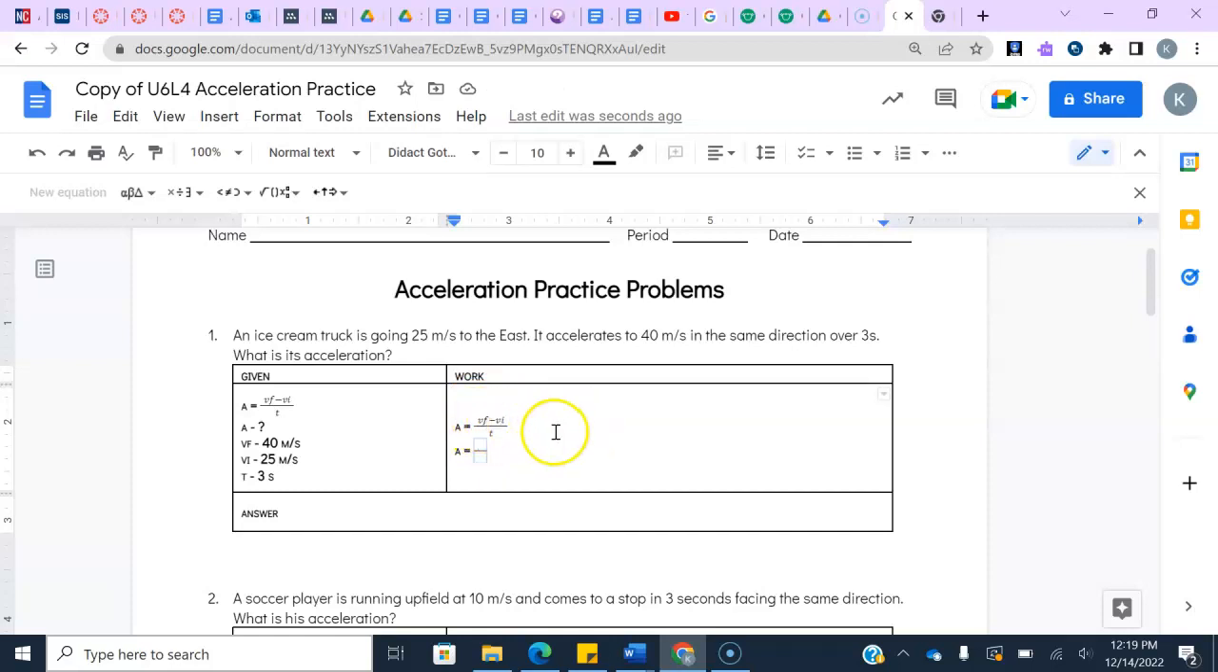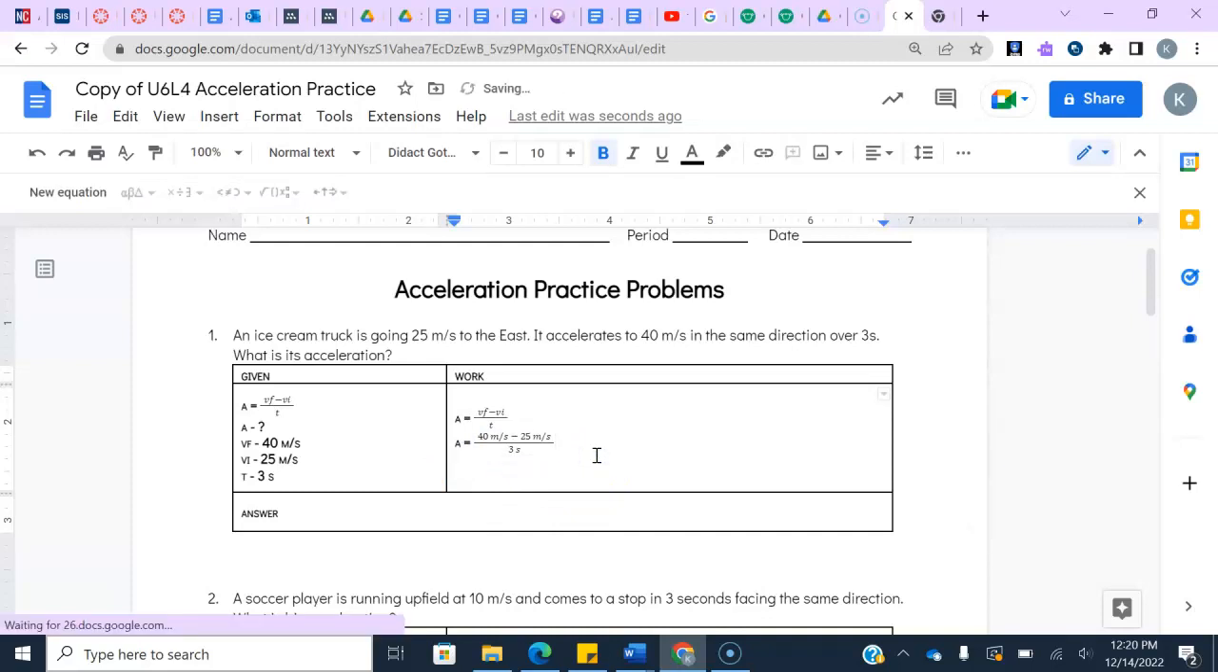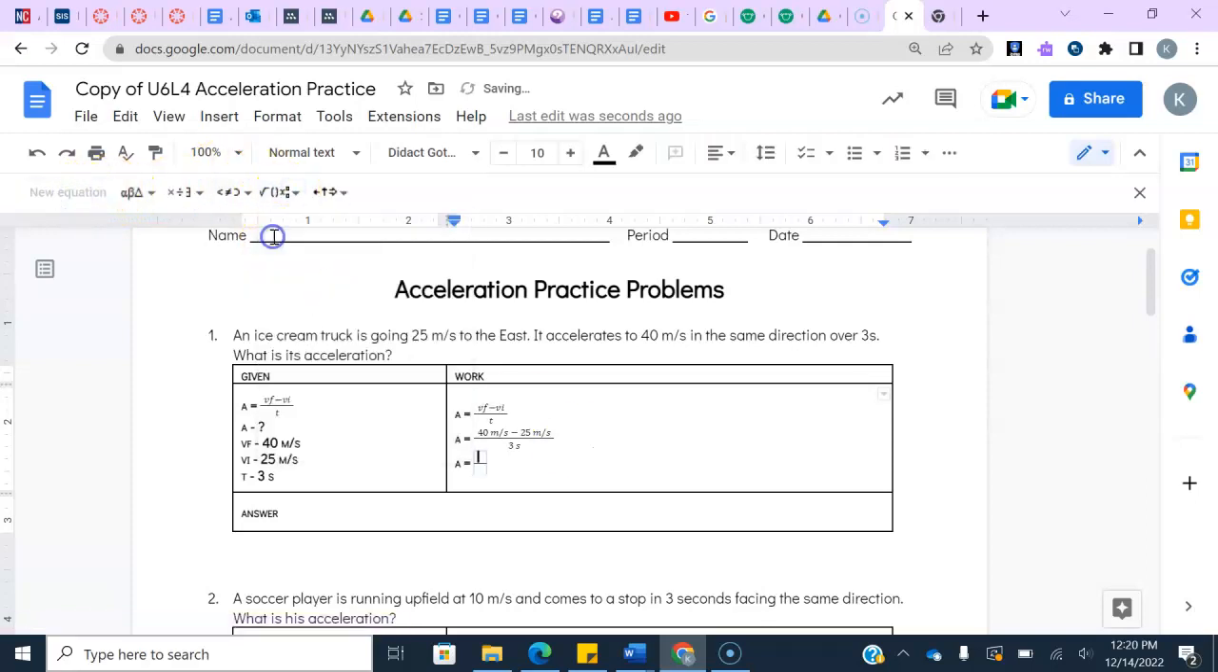And I'm going to plug my variables from here into my equation. So my VF is 40 meters per second. And my VI is 25 meters per second. Okay, so 40 minus 25. 40 was the VF, 25 is the VI. So our final velocity minus our initial velocity. Okay, and our time is 3 seconds. Okay, so that's what we do. So now I can start to solve and simplify. And this is just at this point a math problem.